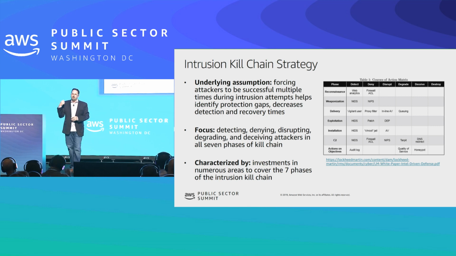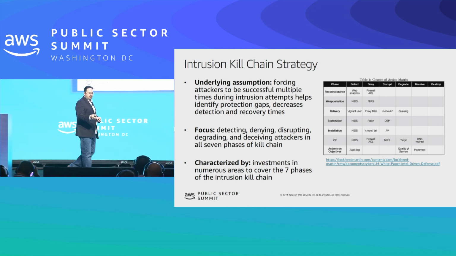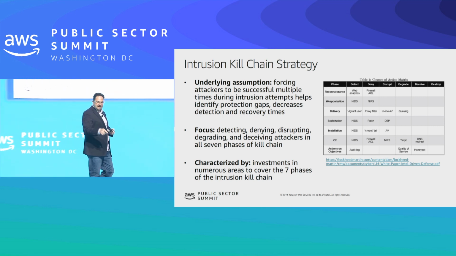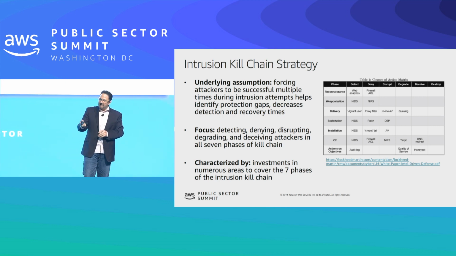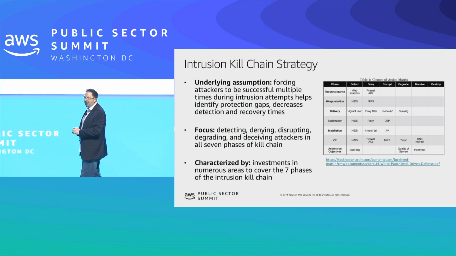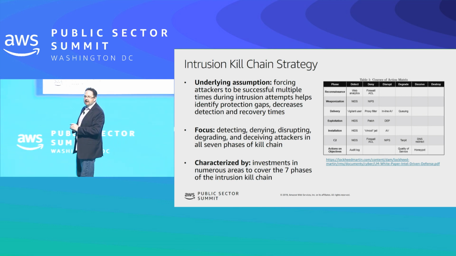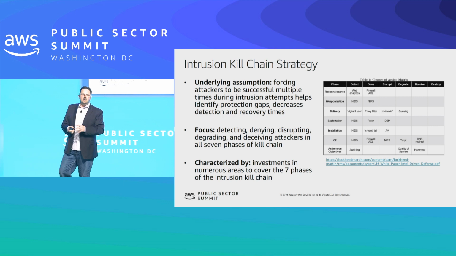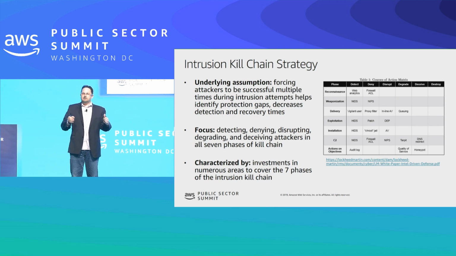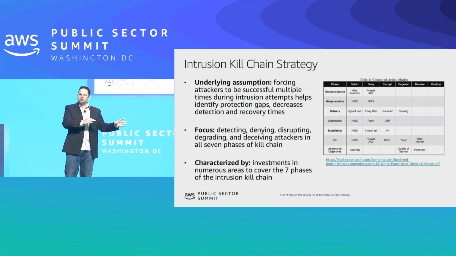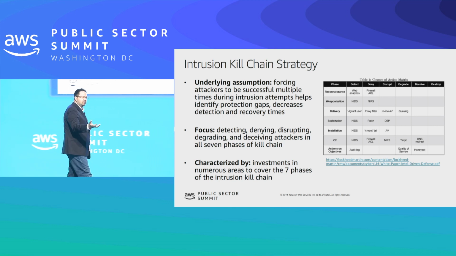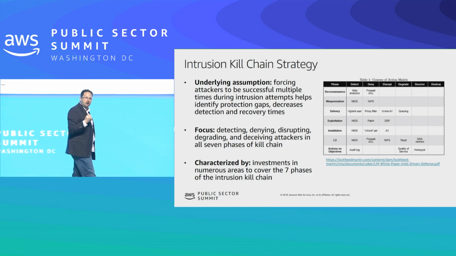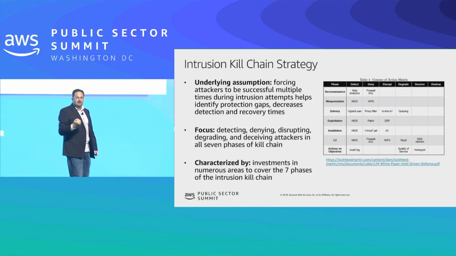Now, in Lockheed Martin's paper, they describe building this courses of action matrix. For every single one of those phases, we are going to detect, deny, disrupt, degrade, deceive, and destroy the bad guys in every phase. If we go back to the protect and recover strategy, even if you're doing microsegmentation, if someone inside the organization brings them right through the firewall, you're done.